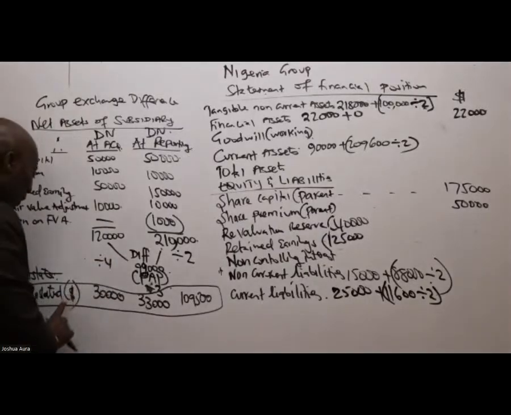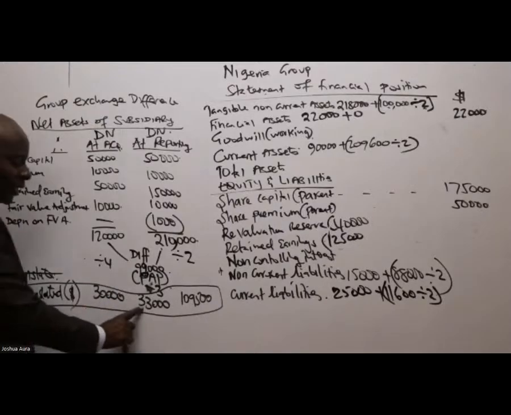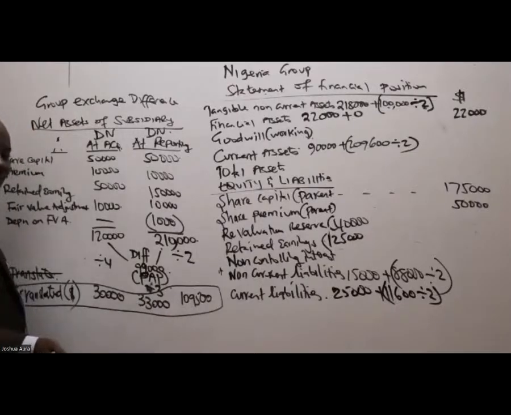How about these translated figures? Can somebody take 30,000 plus 33,000? Are we really going to get this figure? No. That is an exchange gain.